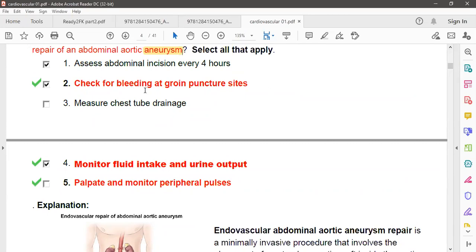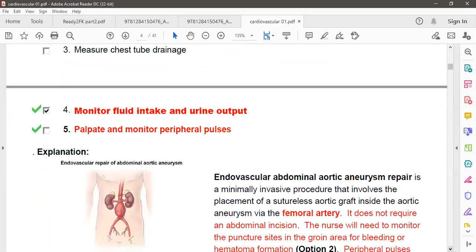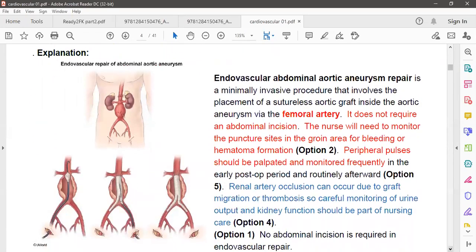One is check the bleeding at the groin puncture site, monitor input and output, and palpate and monitor the peripheral pulses. Why? If there is any kind of obstruction, blood does not flow, and we can find it out by absence of pulses. If my kidney is working or not, I can find out by the input and output chart. Both are important, right? Now I'm going to just read and learn.